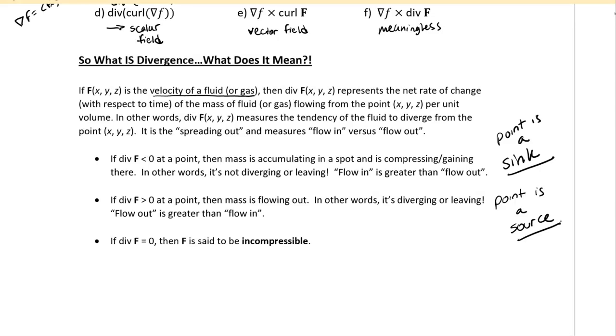If divergence of F equals 0, then F is said to be incompressible. Incompressible. Remember, with curl equaling 0, we called that irrotational. I think I spelled that wrong. Oh my gosh. Irrotational. And if divergence is 0, we say F is incompressible.